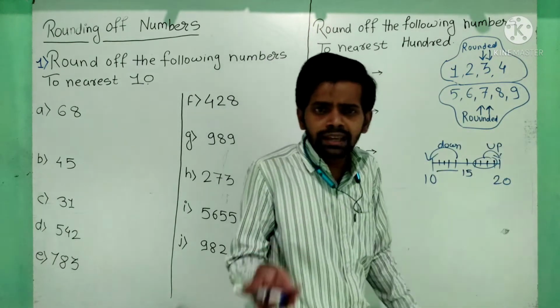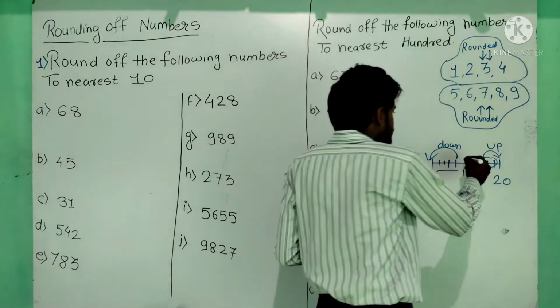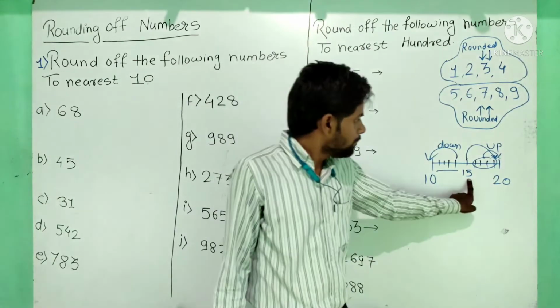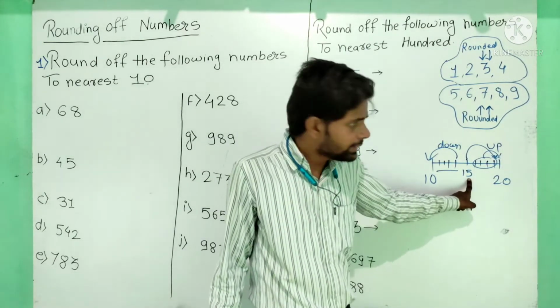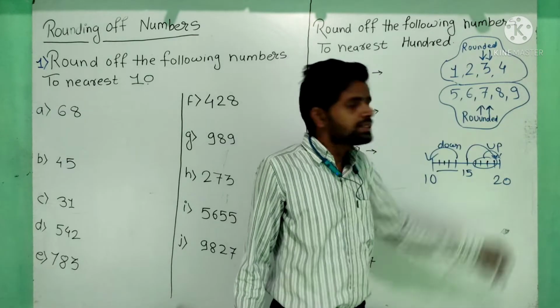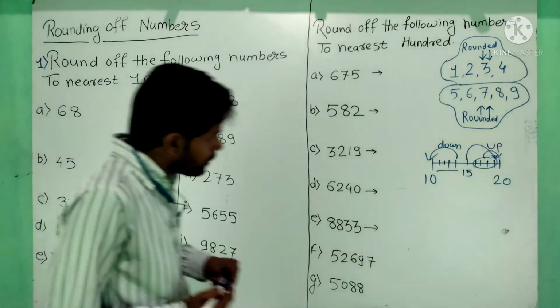And 5 is present exactly at the center. So always remember that it is also rounded up. The number with 5 at the last is also a strong digit. That means 5, 6, 7, 8, 9 are strong digits.